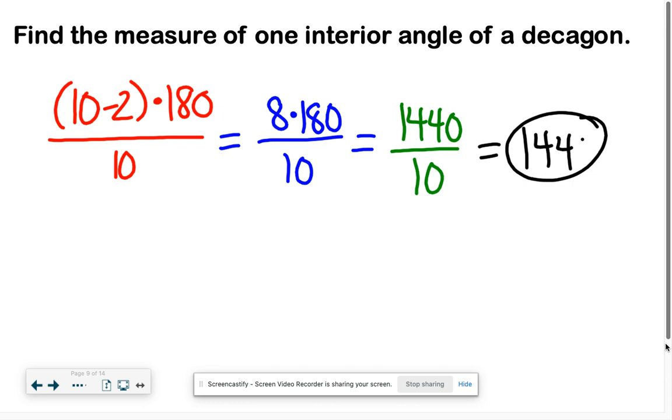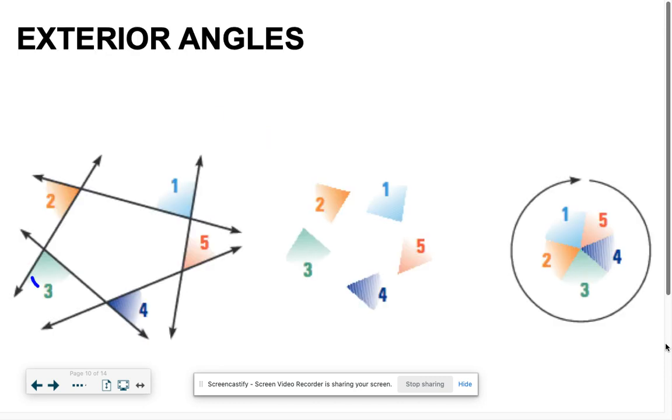Okay, now we're going to shift gears to talk about the outside angles, our exterior angles. I know this picture's kind of hard, but here would be our shape. Here's our pentagon, and we've been working with these angles on the inside, but now we're going to look at the ones on the outside. If I take all of those angles on the outside and put them together, what shape do they kind of make here?